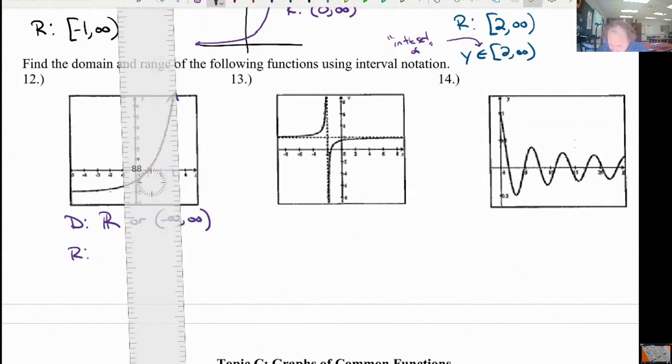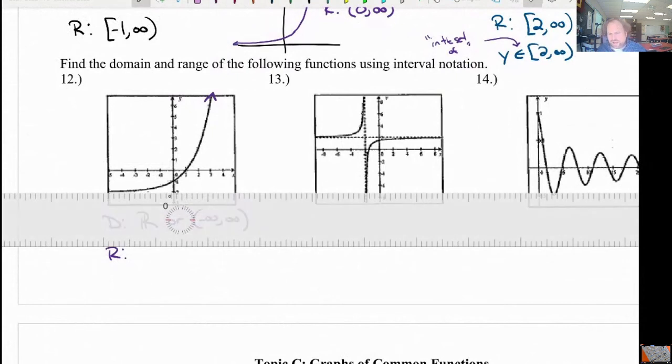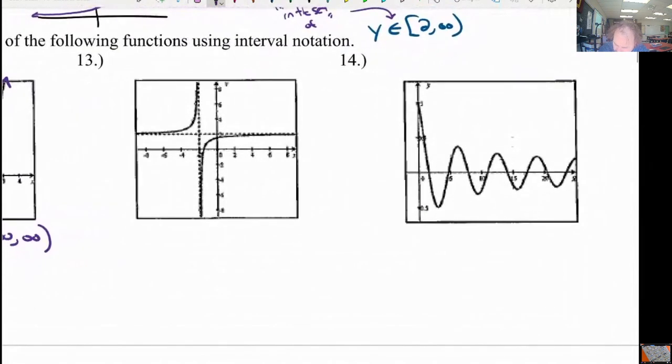The range in this problem is not all real numbers. It looks like it has a horizontal asymptote. I'm guessing that's at -2, just based on what I see on the graph. So I think the range is from -2 up to positive infinity, and I don't think we include -2 because it's an asymptote. So this goes from -2 to infinity, like this.